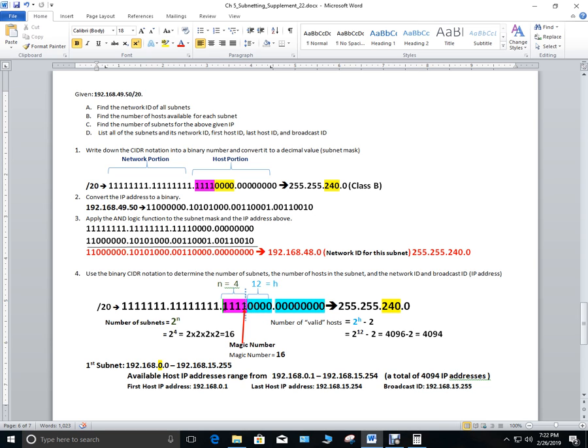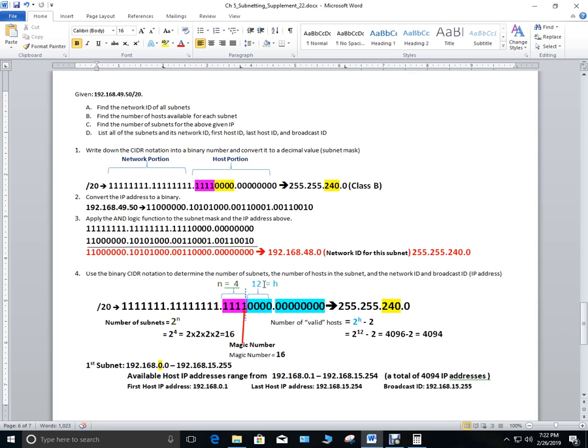Now, there are a total of 4 borrowed bits. Okay, 4 borrowed bits, so our n is equal to 4. So 2 to the n is 2 to the 4. There are a total of 16 subnets. Now look at the host.